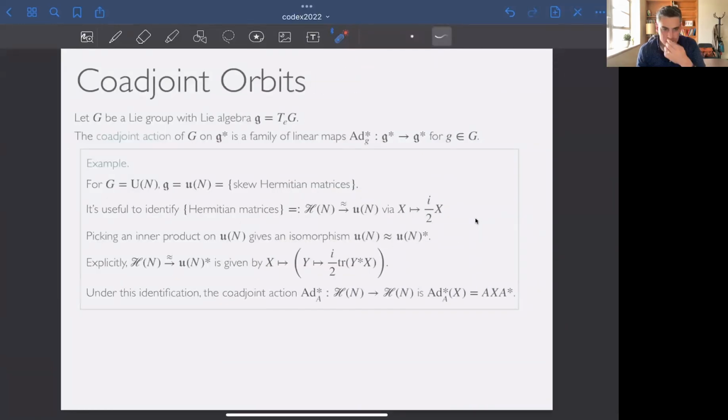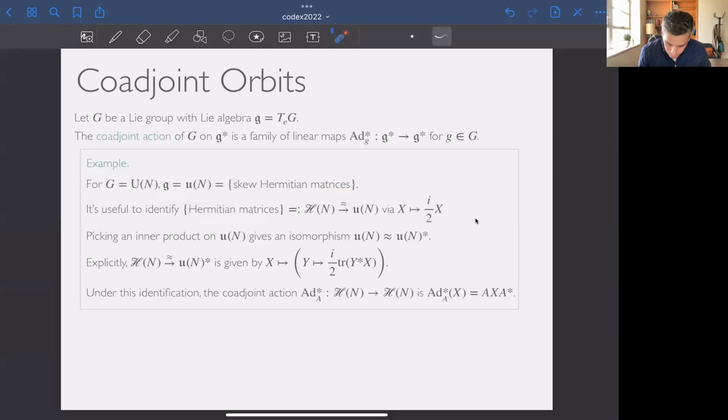Here's an example, and this is the one we really need. Let's suppose that our group is the unitary group, big U(N). Then the Lie algebra is skew-Hermitian matrices. Frequently, when we're doing this stuff, it's useful to find a bunch of isomorphisms to make things easier to write down. It turns out that we would prefer to work with Hermitian matrices rather than skew-Hermitian matrices, so multiply by i, say.